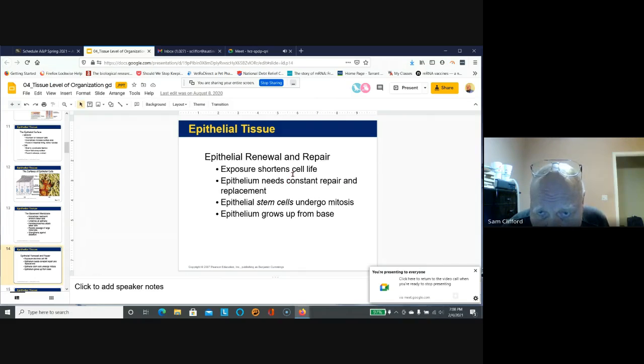Epithelial cells are constantly growing. You know that if you have a cut on your skin, the cells grow back, and you may have a scar, but they're constantly undergoing mitosis to produce new cells.